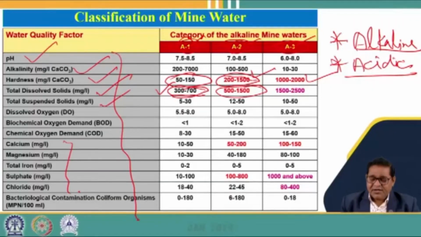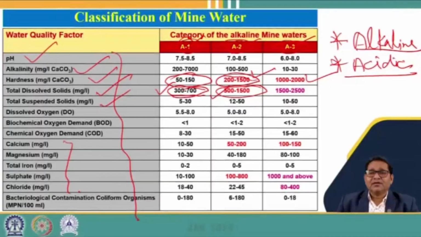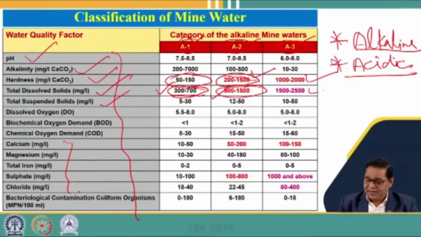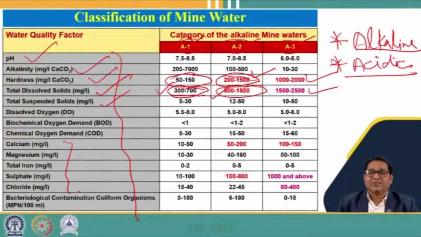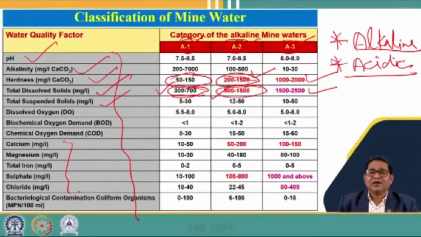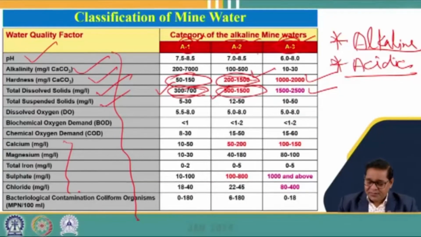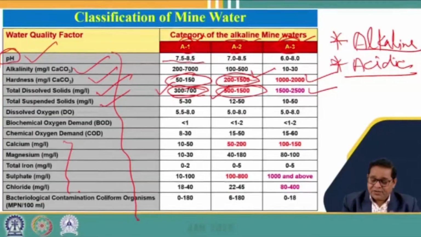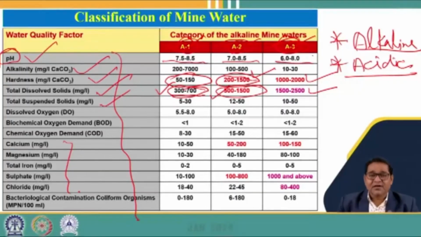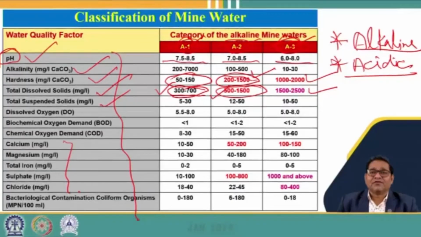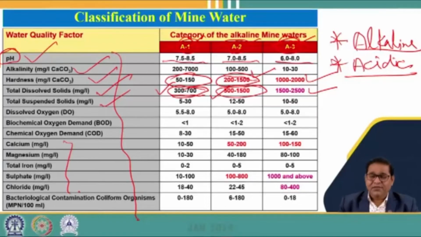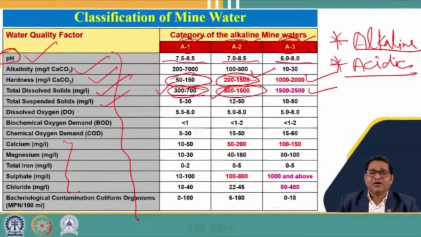Similarly, if we see the TDS concentration, the A1 category water has 300 to 700 milligram per liter, whereas the A2 category has 500 to 1500 milligram per liter, and more than 1500 milligram per liter up to 2500 milligram per liter TDS comes under this A3 category. And then there are other parameters like pH. The pH for this slightly alkaline water is 7.5 to 8.5. In case of the A2 category, it is 7 to 8.5.